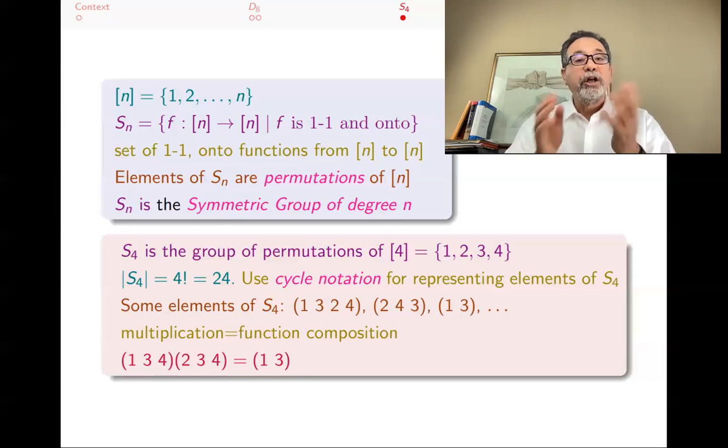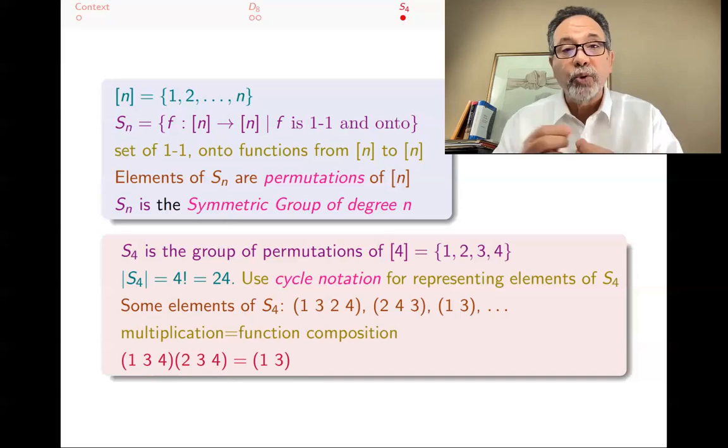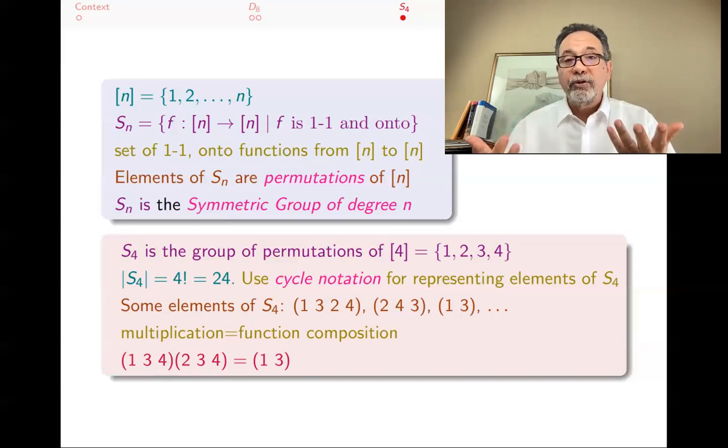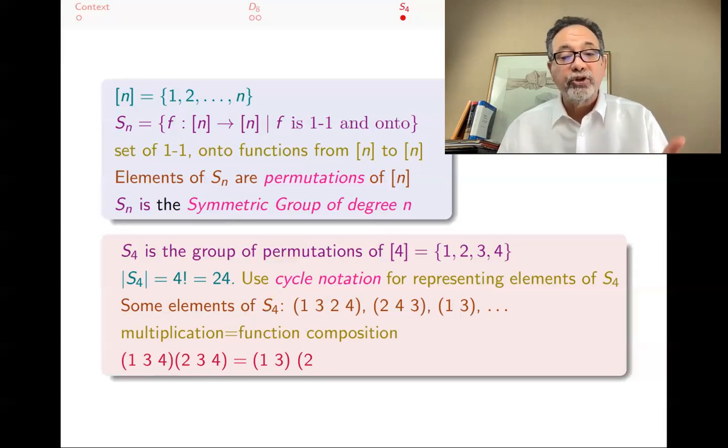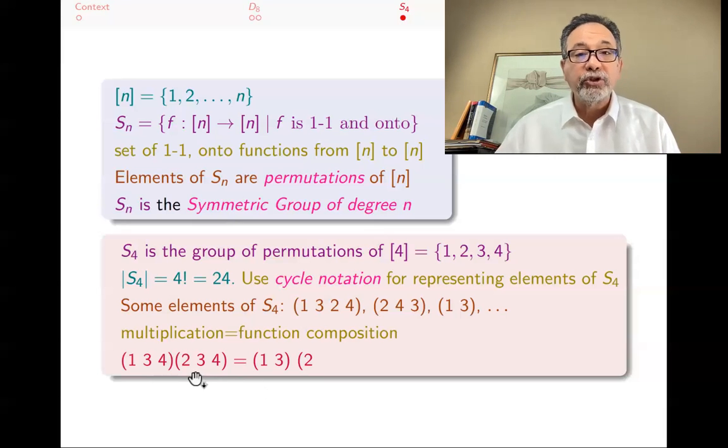We've got that 2-cycle. 1 goes to 3, 3 goes to 1. They're switched. Am I done? No, because I haven't decided where 2 goes. So I go back to the first thing that I haven't decided, and that's 2. Where's 2 going? In the first function, 2 goes to 3.